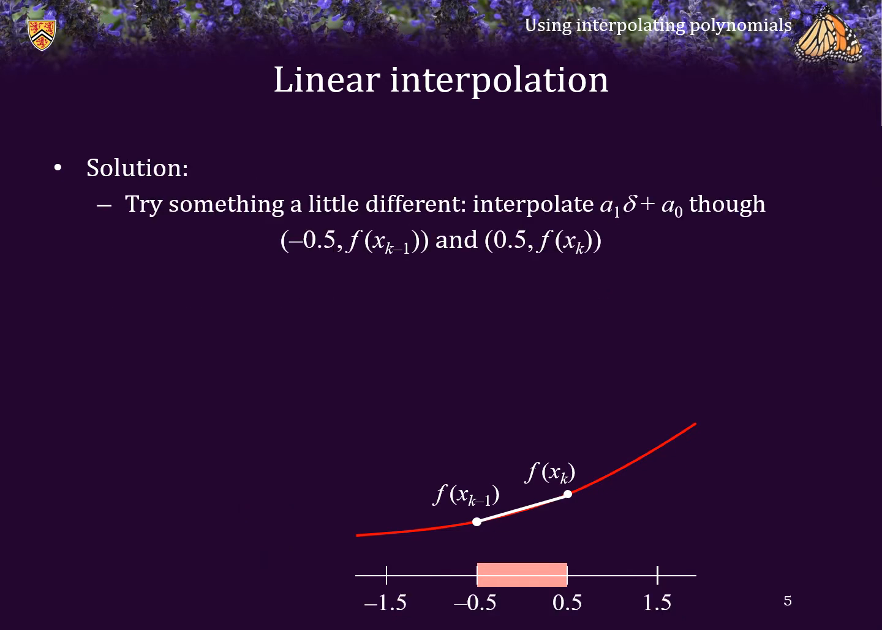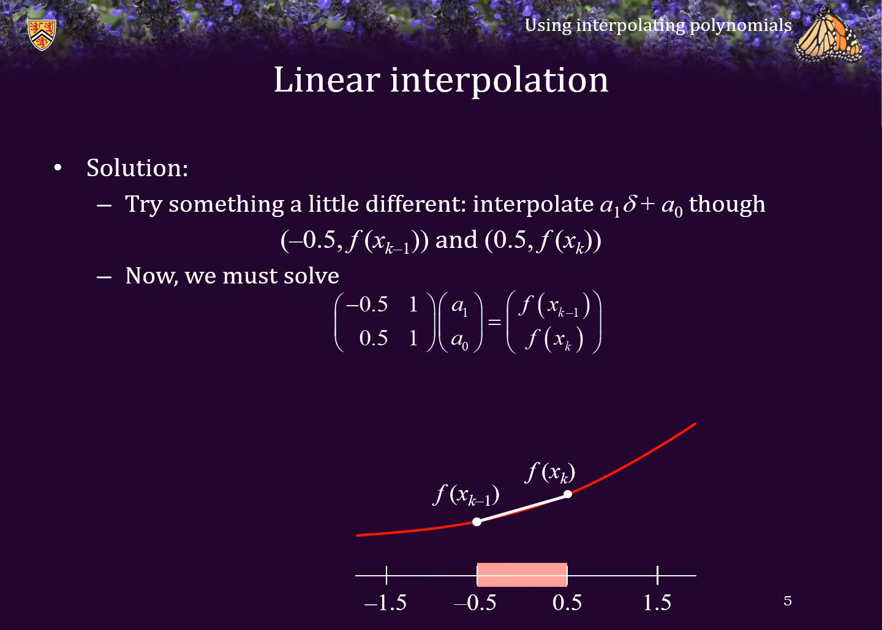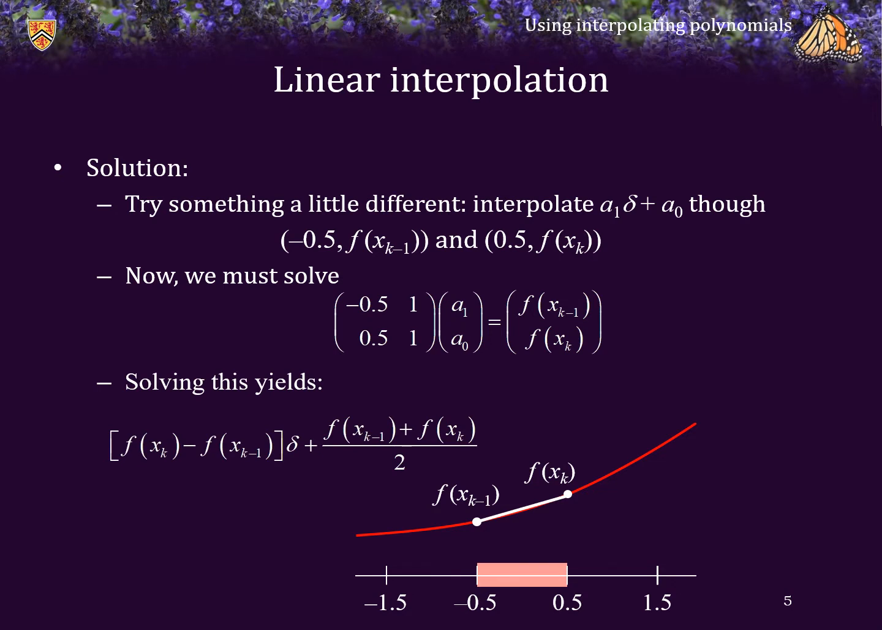So here's a solution. Let's try something a little different. Instead of having the points x sub k minus 1 and x sub k, let's choose different x values, negative 0.5 and 0.5. And through this, we will have the same y values, or in this case, f at x sub k minus 1 and f at x sub k. And through this, we will find an interpolating line of the form a sub 1 times a new variable delta plus a naught. All right, to do so, we set up the Vandermonde matrix, which is a lot easier now. And when we solve this, we get this reasonably simple expression. So we have delta multiplied by the difference of the f values plus the average of the f values.